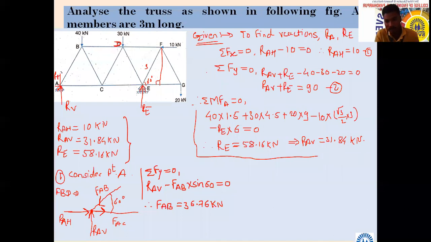Instead of saying it is correct, I will say it is like that only. So how have we assumed FAB? Compressive. We have assumed compressive, so it is compressive only. Okay, so one force we got. Next equation, summation Fx equal to 0. Is it correct? Who will tell me the equation? Summation Fx equal to 0.